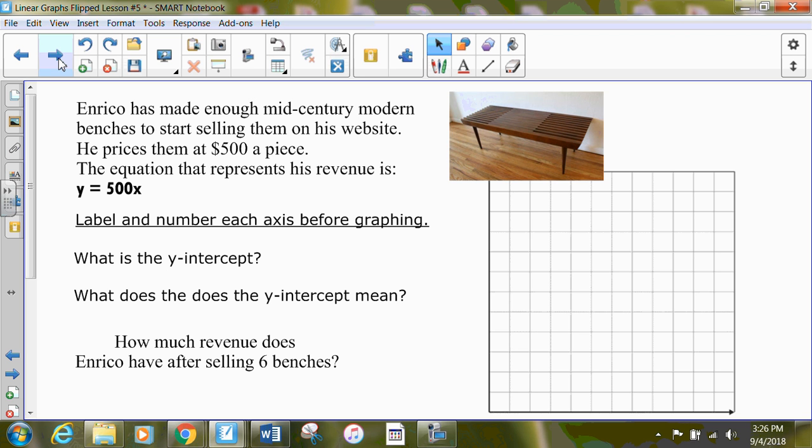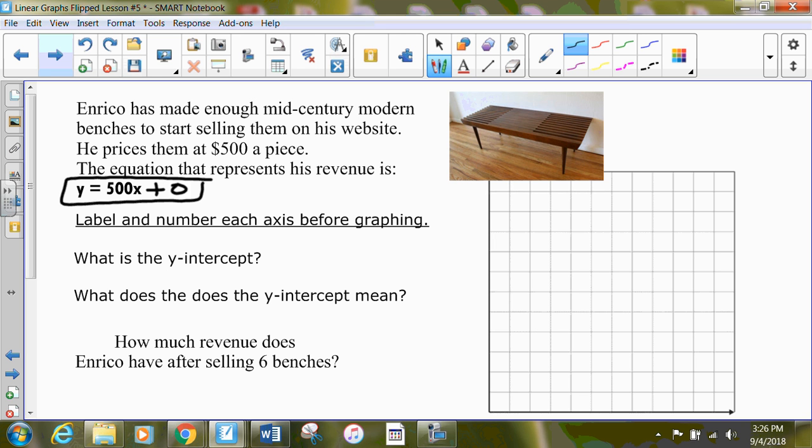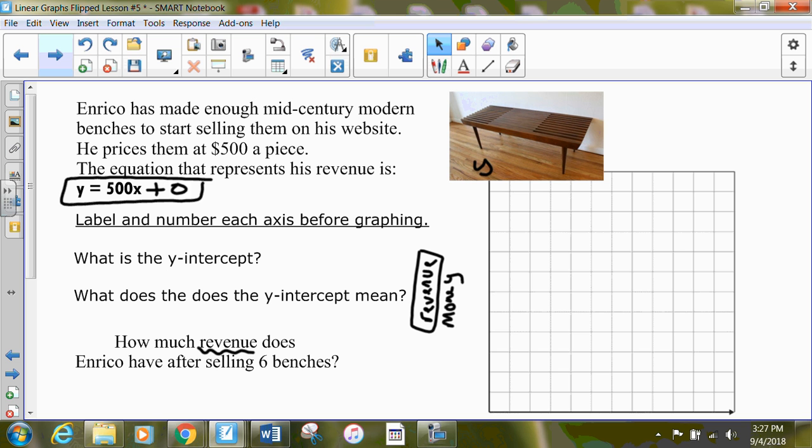I can't help but notice that there's something missing in this equation, and it's my y-intercept. So I'm going to go ahead and put it in. I'm going to label. Once again, my y-axis is going to be the money. This time, instead of cost, we're going to call it revenue. Do I use the word revenue anywhere? How much revenue? So revenue doesn't mean profit, but revenue means the money that's coming in once a company starts selling something. So profit would be, right, you take your revenue, you subtract your cost, and there's your profit.